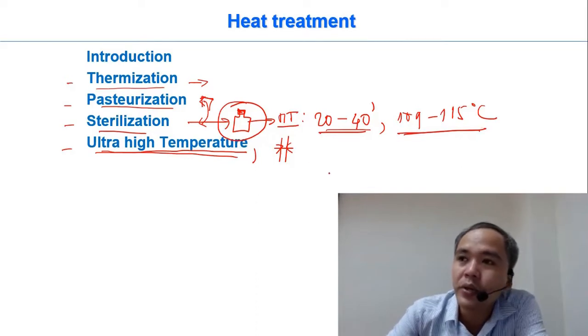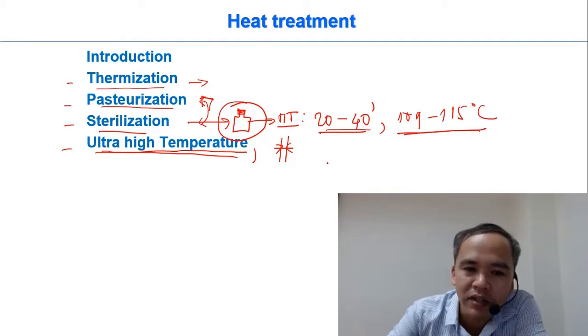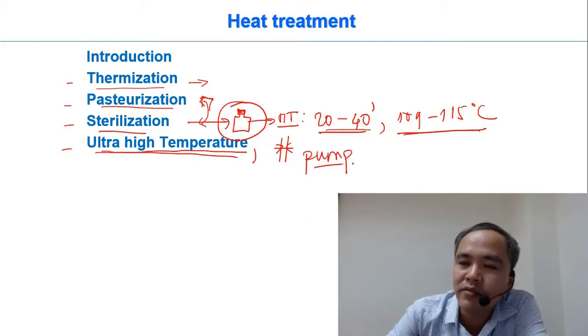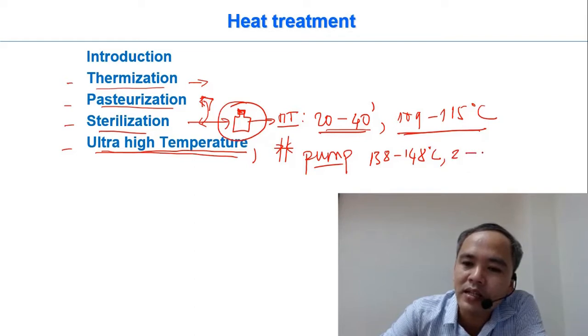UHT, then we do in seconds. In order to do the heat treatment in seconds, you do it before filling, when the milk is still liquid, when you still can pump the milk. You pump it very fast through a heat exchanger. For example, you heat it up at very high temperature, which can be 138 to 148 degrees C. And the time now is around maybe 2 seconds to 10 seconds.